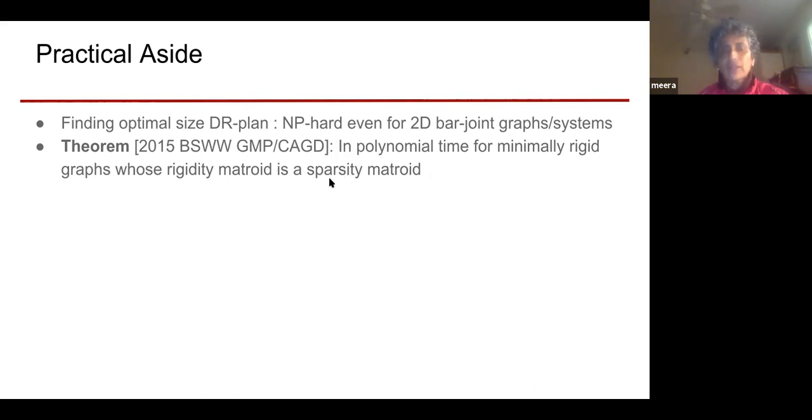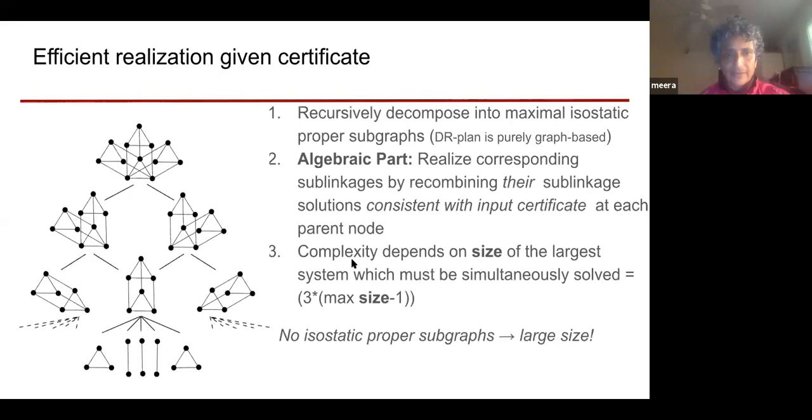So this is just talking about the decomposition. It's not talking about checking rigidity. So for the moment, let's assume it's for 2D, where we do have a sparsity matroid. In this case, we have a polynomial time algorithm to get a constant, optimal size DR plan for minimally rigid graphs.